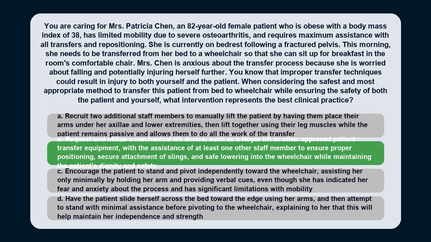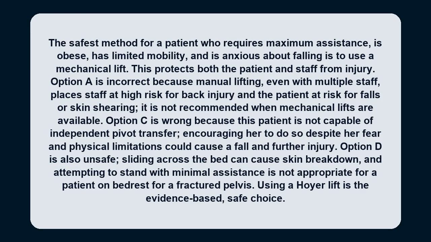The answer is B. The safest method for a patient who requires maximum assistance, is obese, has limited mobility, and is anxious about falling is to use a mechanical lift. This protects both the patient and staff from injury. Option A is incorrect because manual lifting, even with multiple staff, places staff at high risk for back injury and the patient at risk for falls or skin shearing. It is not recommended when mechanical lifts are available.